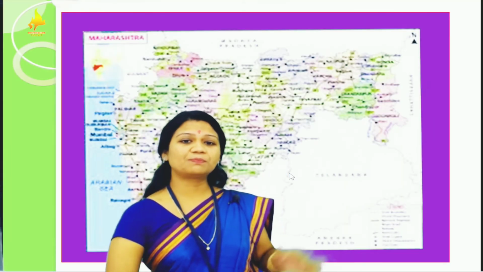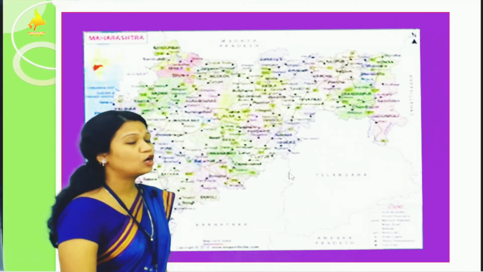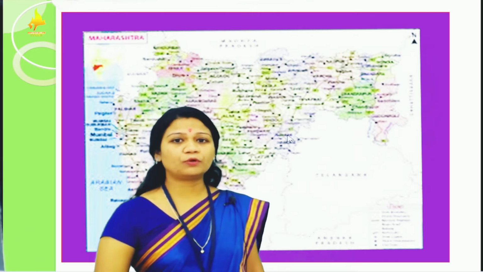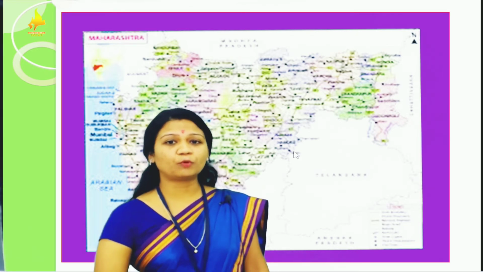One of the maps is displayed here on your screen. Easily you can observe here a lot of information shown with the help of signs, symbols, colors. It's all about Maharashtra. Not only the political boundaries but also the physical features of Maharashtra we can easily study.